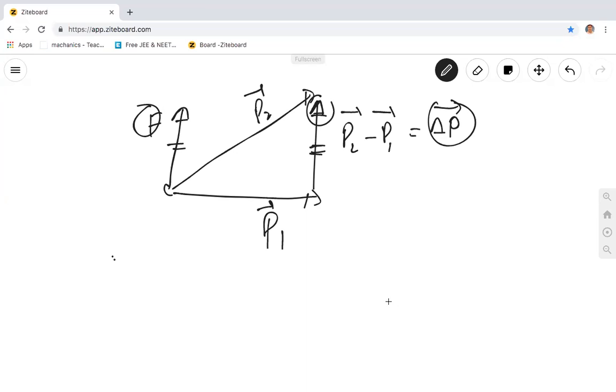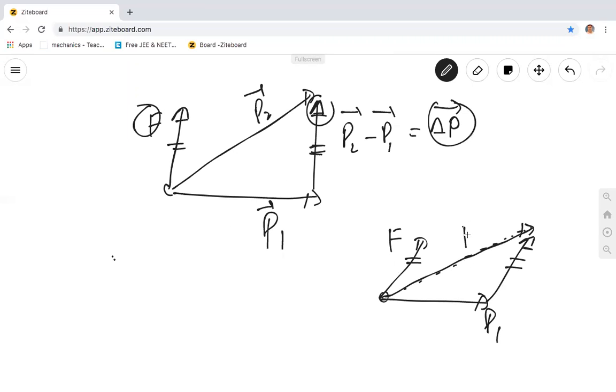So if a particle moves like this and force is like this, the particle has to go in that direction so that when I find the change in momentum, that should have the same direction as the force. So if this is P1 and this is P2, this is delta P, P2 minus P1. This change in momentum has the same direction as the force. That's it. So it can remove your misconception.